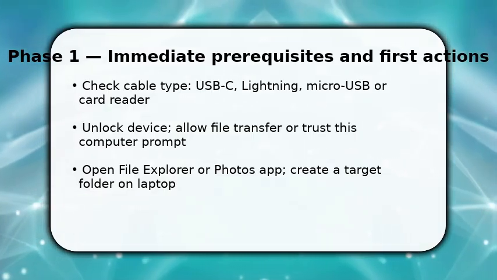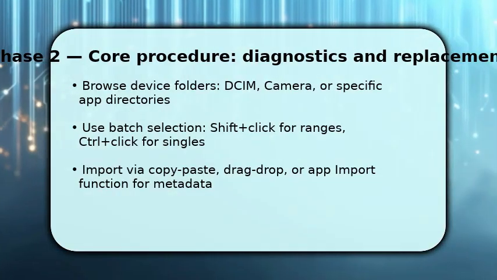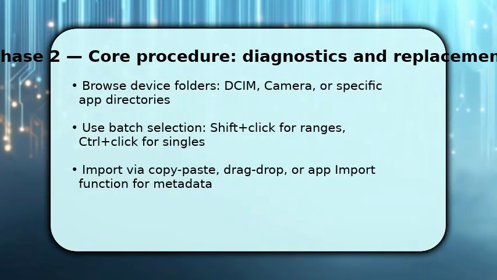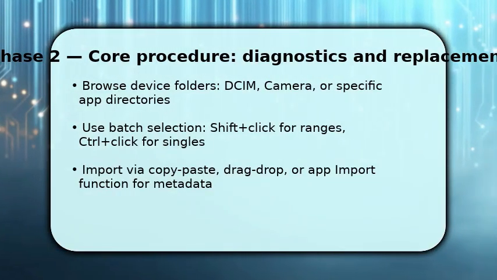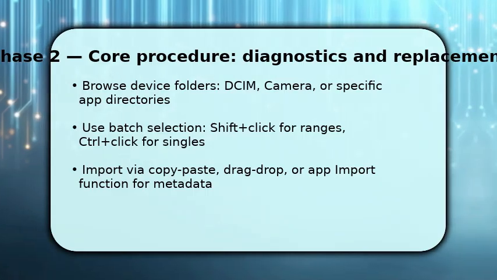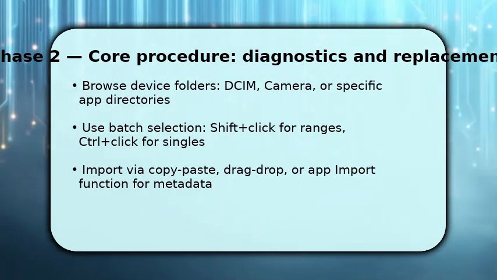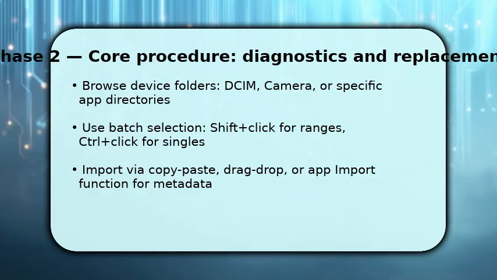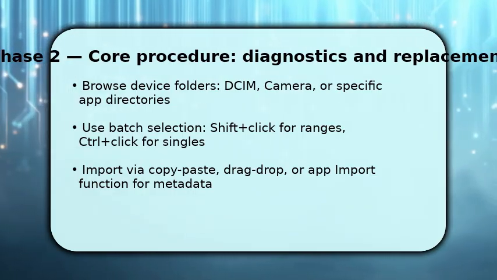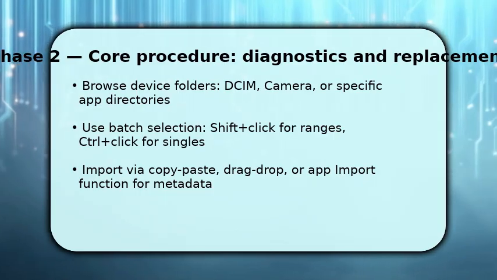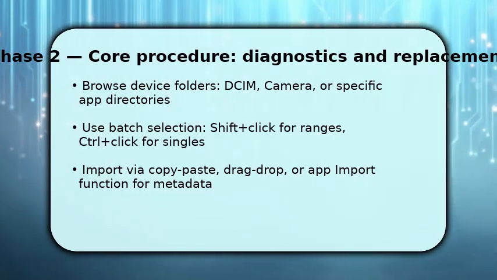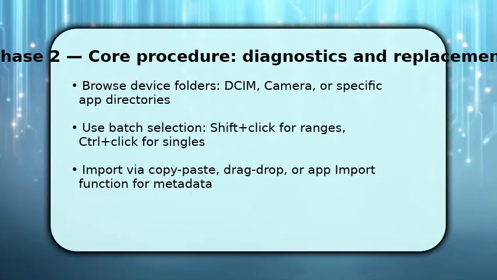Now you locate your photos inside DCIM or the app folder, and you choose which to move. You can Shift plus click to select a range and Control plus click to add or remove individual files. That saves time. Once selected, drag and drop into your laptop folder or use copy-paste for a safer copy. Alternatively, use the Photos app import, which preserves metadata and timestamps.